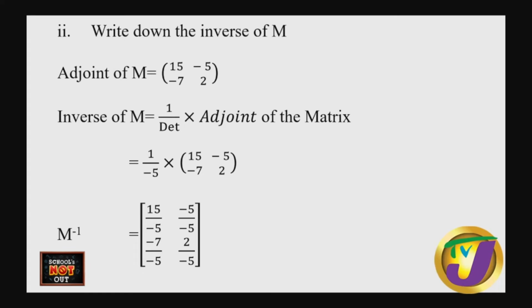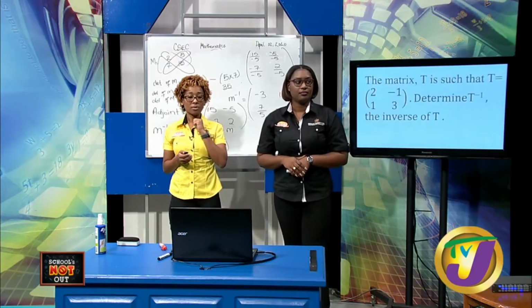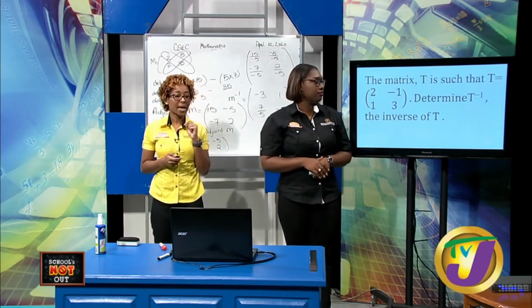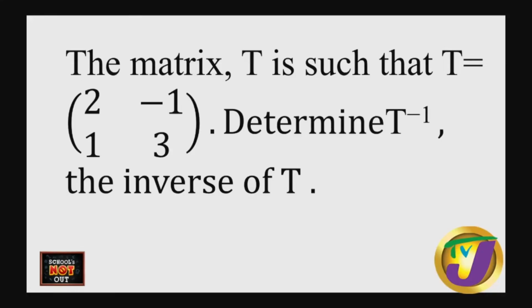So now it's your turn, and we want you to try this one at home. We're going to be helping you too, but we're giving you some time to try this one on your own as well. So the matrix T is such that T equals 2, negative 1, 1, and 3.